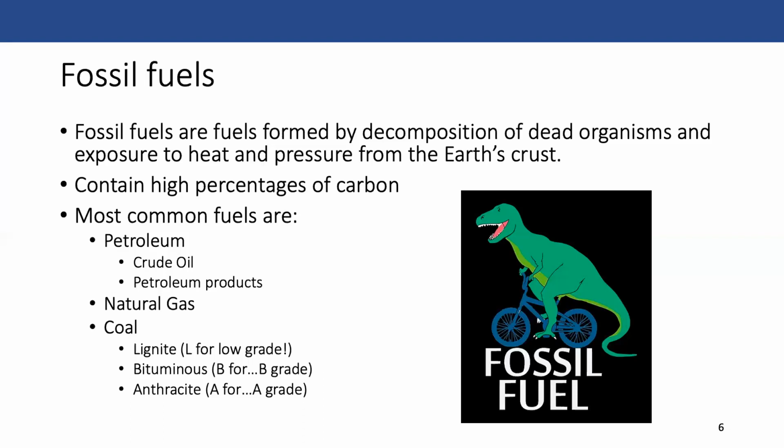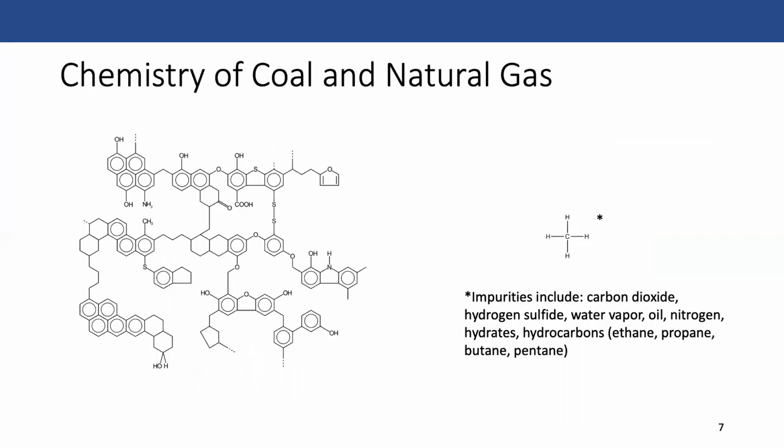So the three general types that we talk about are lignite, bituminous, and anthracite, and that's in order on the slide. Lignite is the lowest grade, bituminous is mid-grade, and anthracite is high grade. I'll talk about what that means in a little bit. Okay.